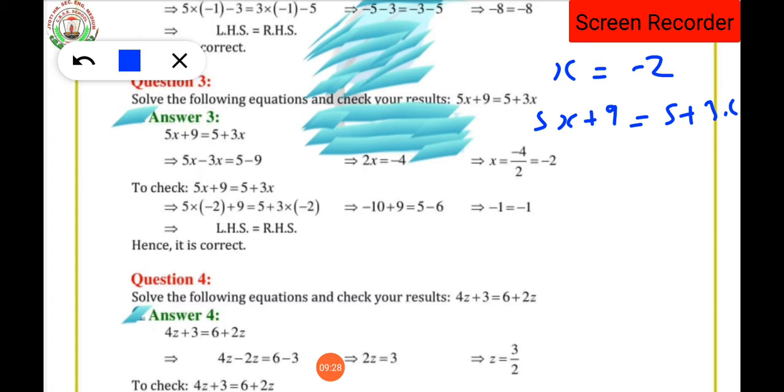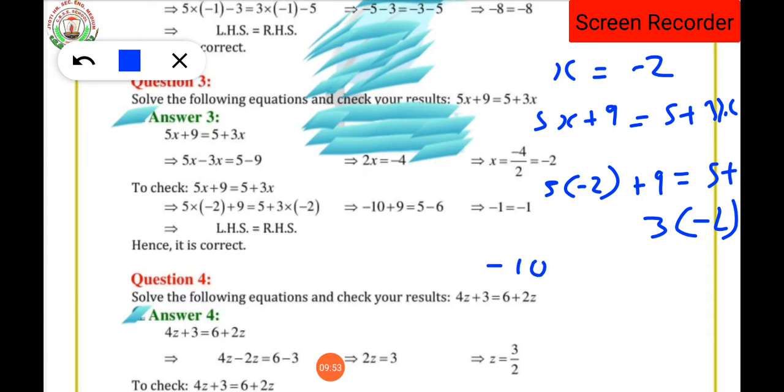Here we have to substitute. In place of x we are going to substitute minus 2, isn't it? In 5x plus 9 is equals to 5 plus 3x, in place of x we are going to put minus 2. Now solving this, 5 into minus 2, what will it be?